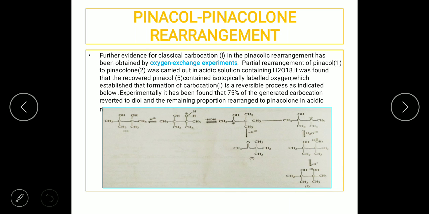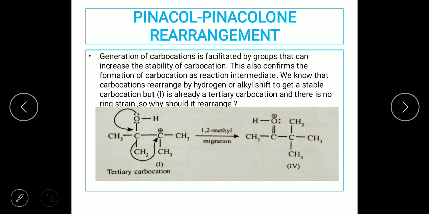reaction intermediate, and this is going to give rise either to pinacol again, with reaction with water, or to the pinacolone. So this is the evidence to show that there is formation of both classical carbocation and also non-classical carbocation in this mechanism. Next, generation of carbocations is facilitated by groups that can increase the stability of the carbocation. This also confirms the formation of carbocation as a reaction intermediate.